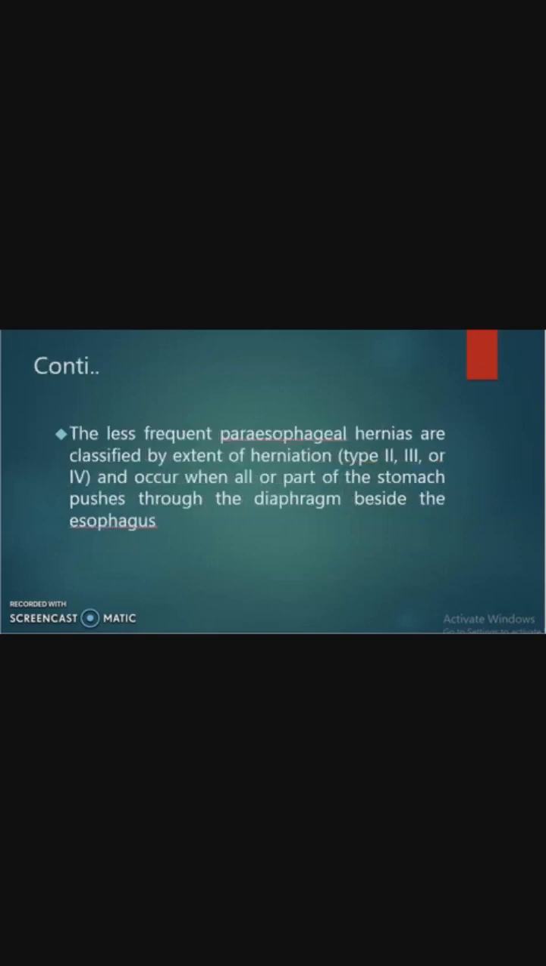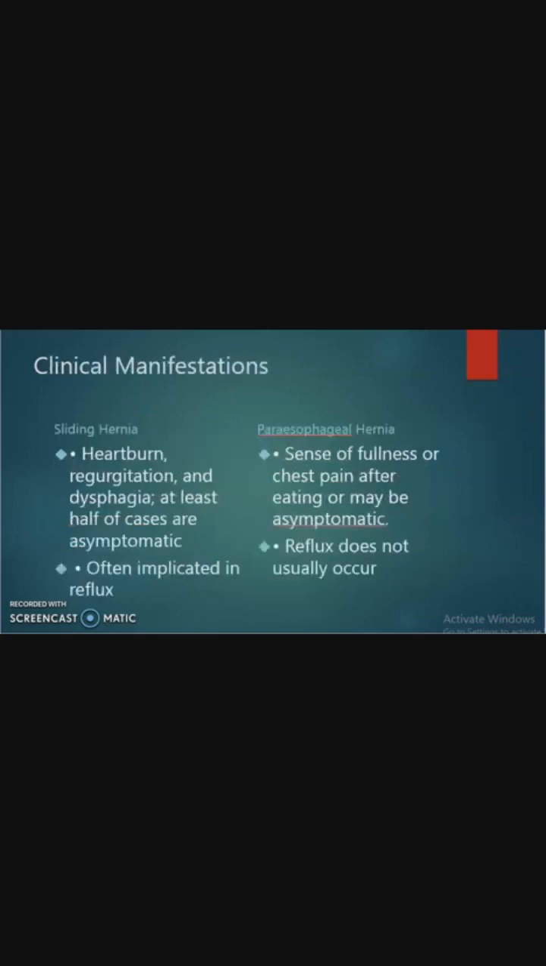And the second type is the paraesophageal hernia, or rolling type of hernia. According to the extent of herniation, these are classified as type 2, type 3 or type 4. It occurs when all or part of the stomach pushes through the diaphragm beside the esophagus. And according to the type, the clinical manifestations or clinical features are somewhat different.